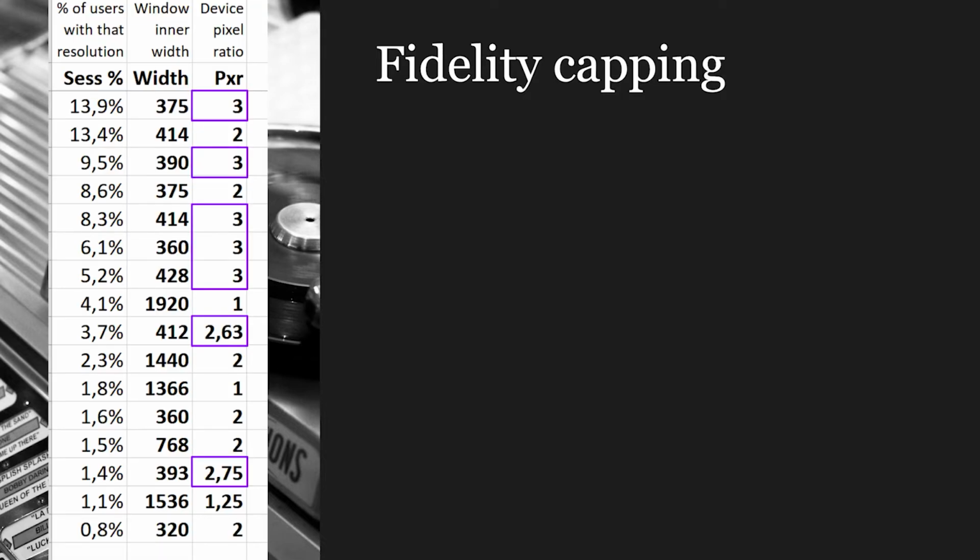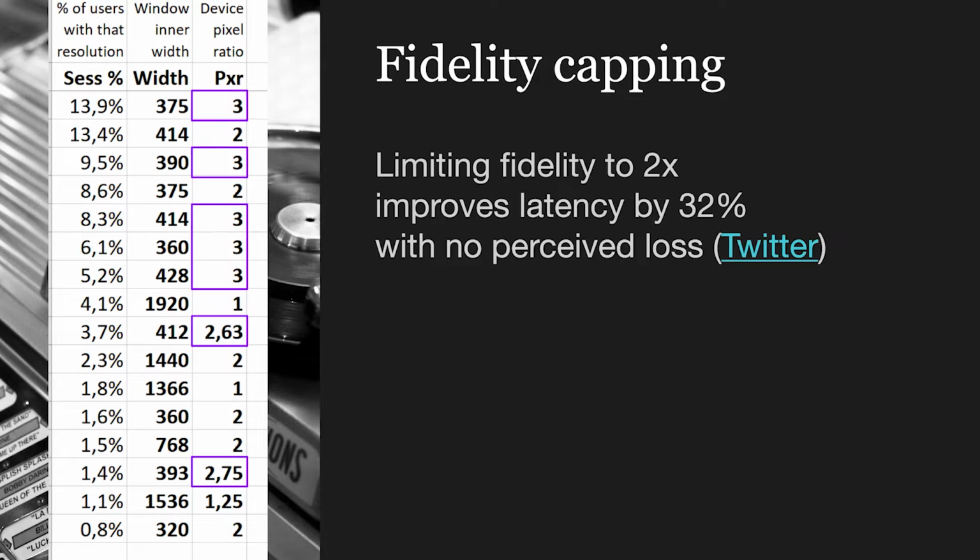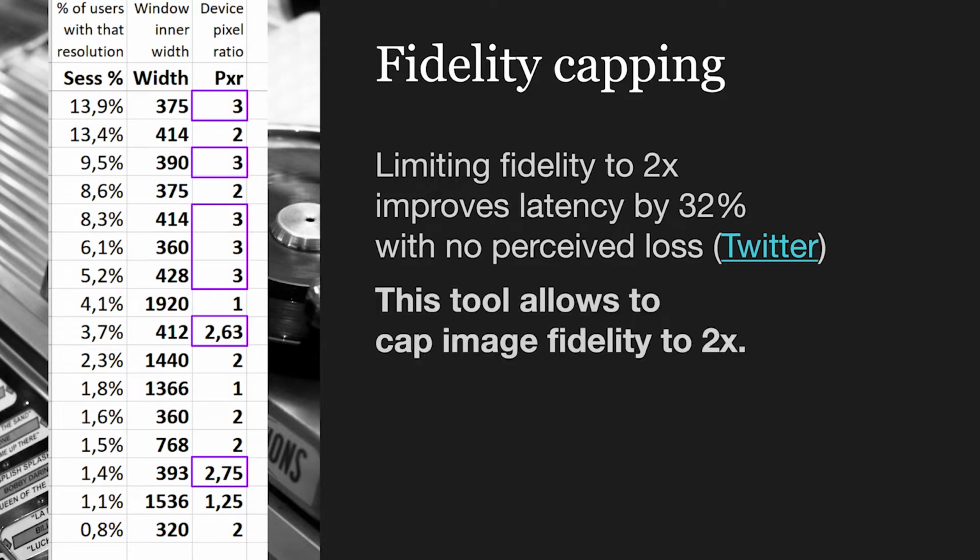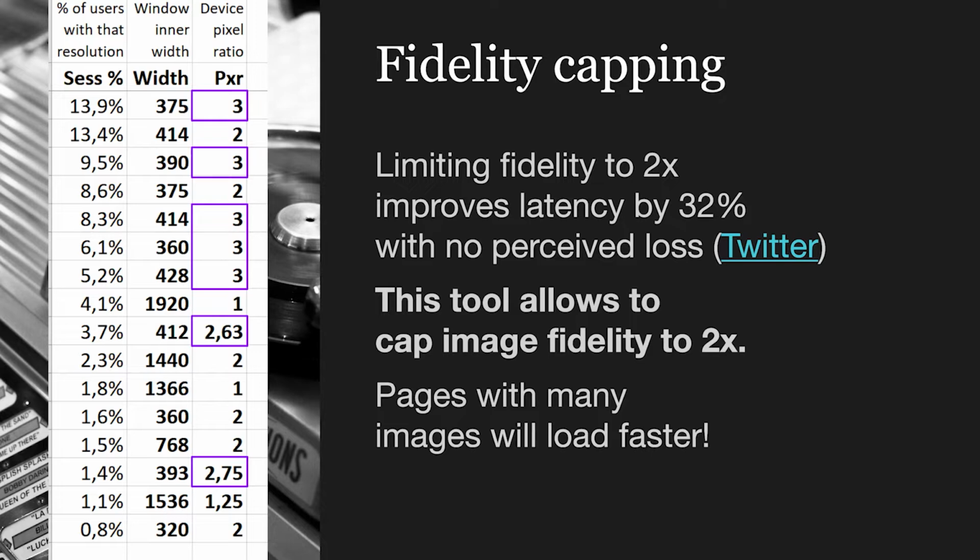One last thing, fidelity capping. Remember all of these devices with the pixel density higher than 2? A couple of years ago, Twitter published a study stating that limiting image fidelity to 2 would improve latency by 32% on those devices with no perceived quality loss. This tool allows us to cap image fidelity to 2. If we do that, pages with many images will load much faster.